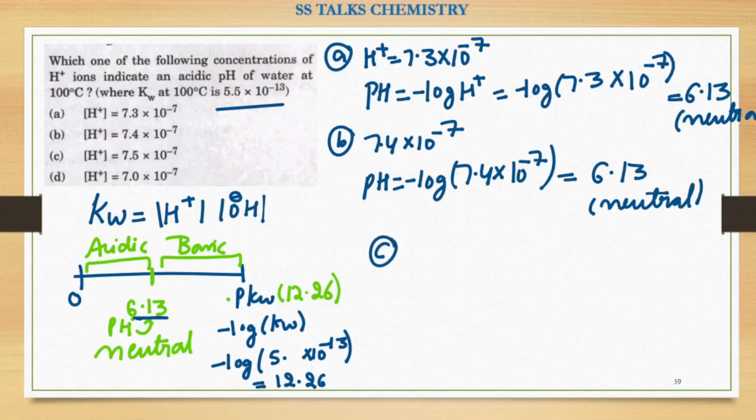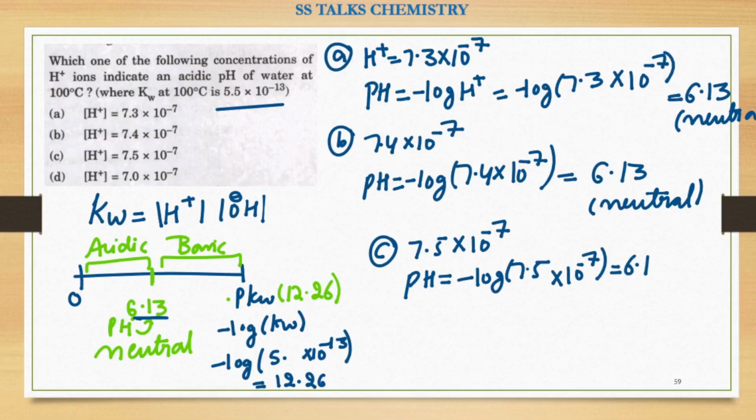Next one, if you see, it is 7.5 into 10 raised to the power of minus 7. So in this case, pH value is negative log of 7.5 into 10 raised to the power of minus 7, which we are getting as 6.1249. So it is less than the neutral value. That means it is going to fall in the acidic zone.